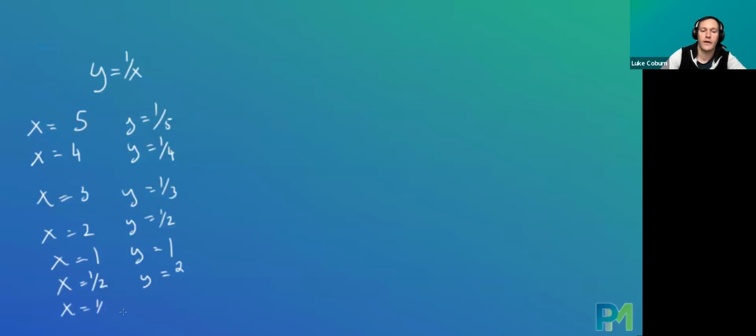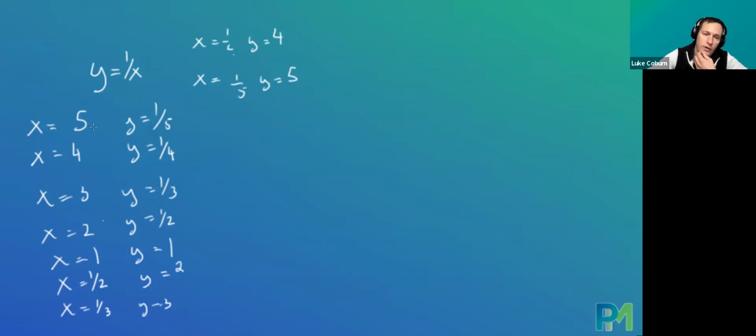X is equal to a third, y is equal to 3. X is equal to a quarter, y is equal to 1 over 1 over 4, which is 4 over 1. X is equal to 1 over 5, y is equal to 1 over 1 over 5, which is 5.